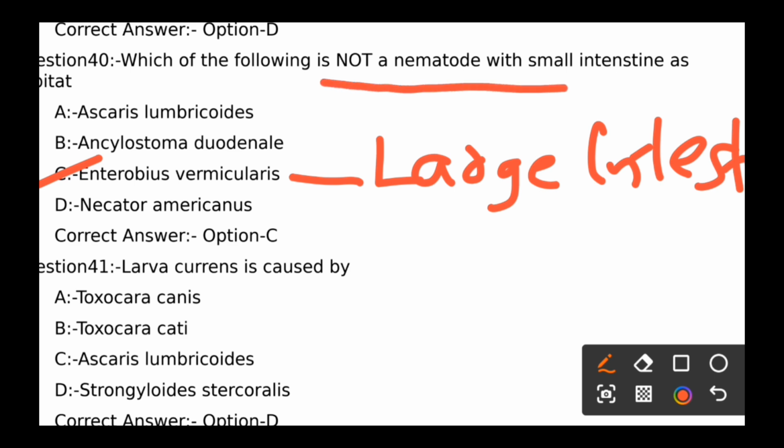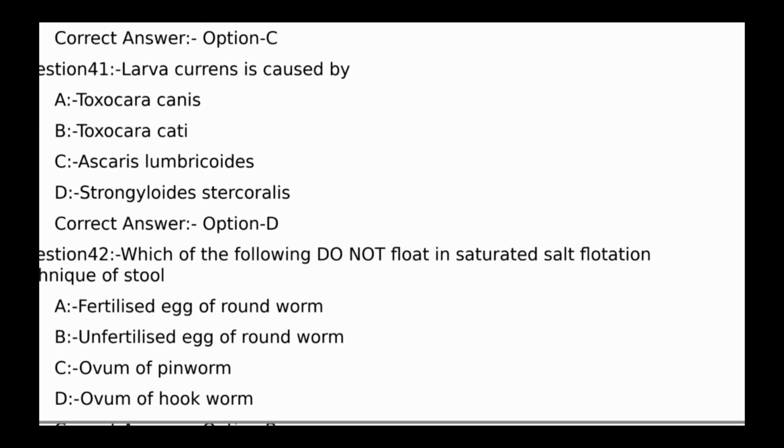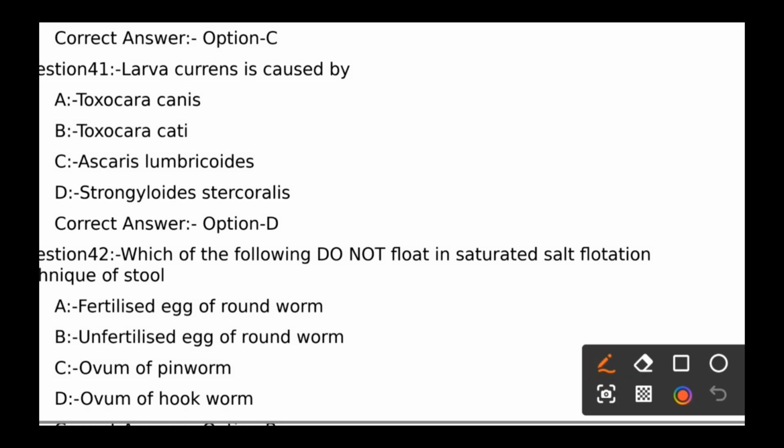Enterobius vermicularis. Next question. Larva currens is caused by option A Toxocara canis, option B Toxocara cati, option C Ascaris lumbricoides, option D Strongyloides stercoralis. Larva currens is caused by Strongyloides stercoralis. Right answer option D.